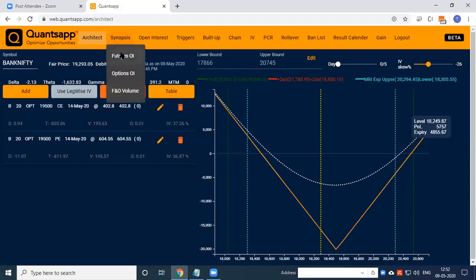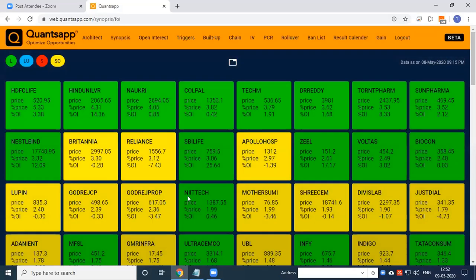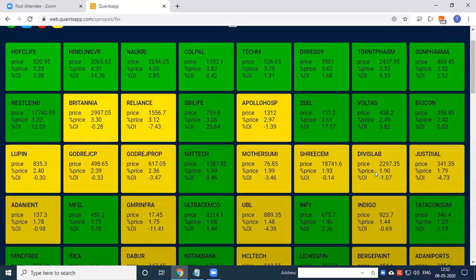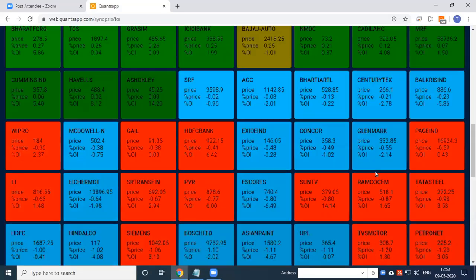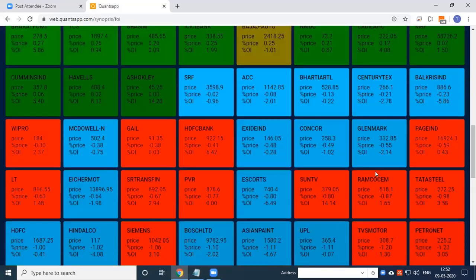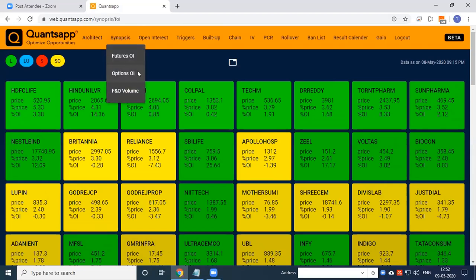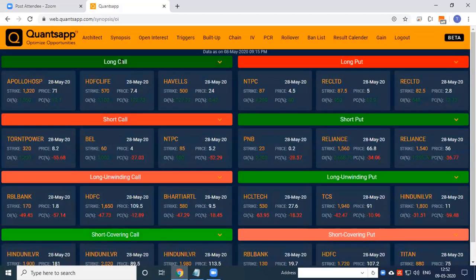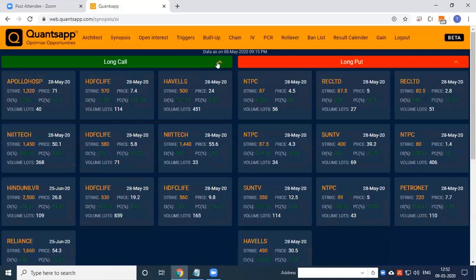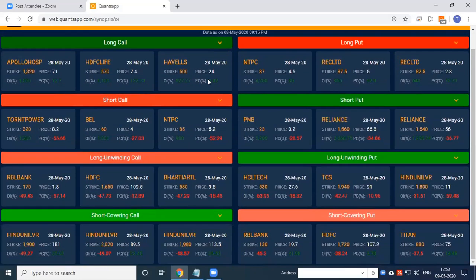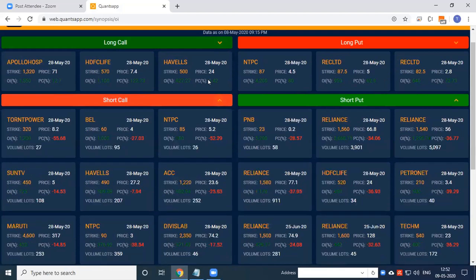So if you look at Synopsis, the first one, future OI, there is a heat map over here which tells you at one go whether the market is more green or more red. So if you look here, see this one, the greens are seen. Then if you go to the future OI, you can see the options where a long call is seen, long put is seen. Similarly, we can see where there's a short call or a short put. So we saw that Reliance had more of a short put, HDFC Life short put was there.